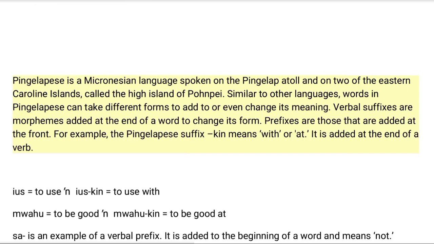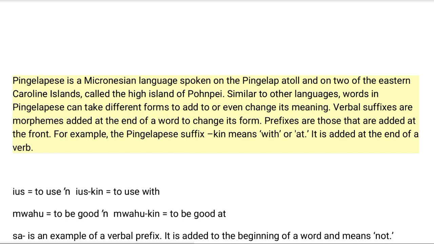Pingelapese is a Micronesian language spoken on the Pingelap Atoll and on two of the eastern Caroline Islands, called the High Island of Pohnpei. Similar to other languages, words in Pingelapese can take different forms to add to or even change their meaning. Verbal suffixes are morphemes added at the end of a word to change its form. Prefixes are those that are added at the front.